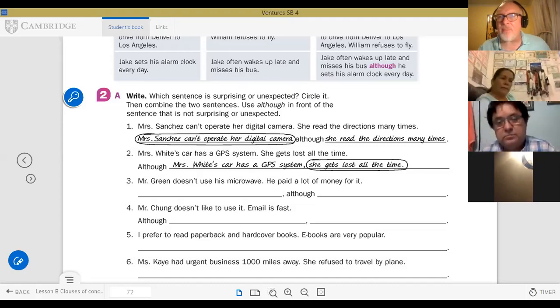All right, let's do one more thing before we go home here. Let's look at the next page, and then we'll do a little practice here.